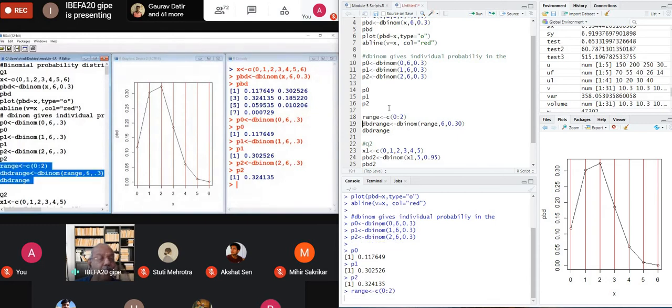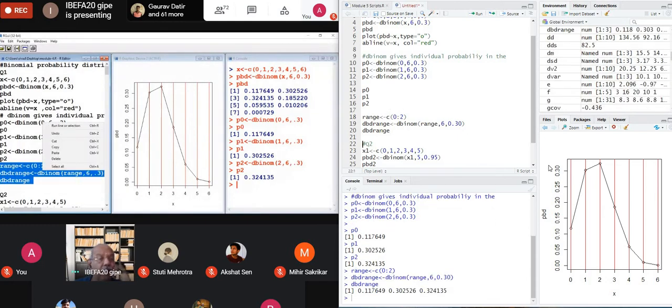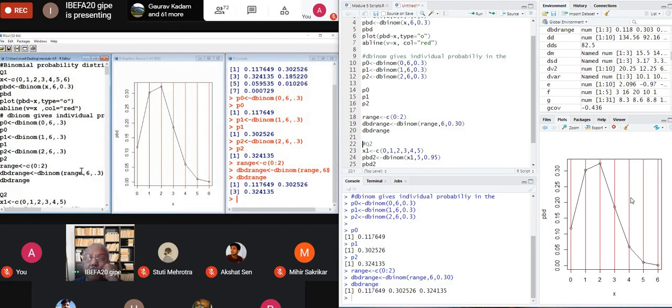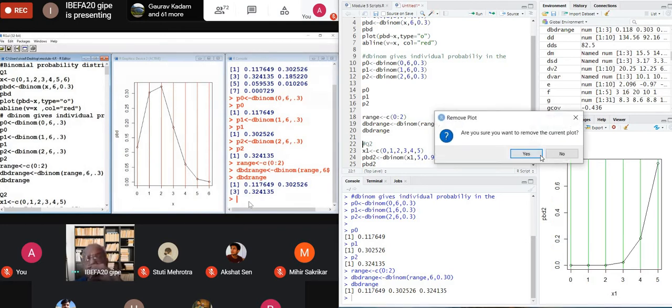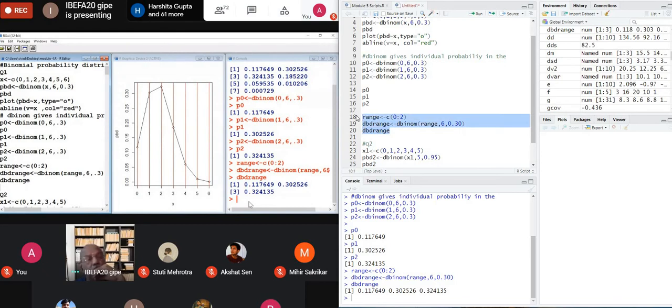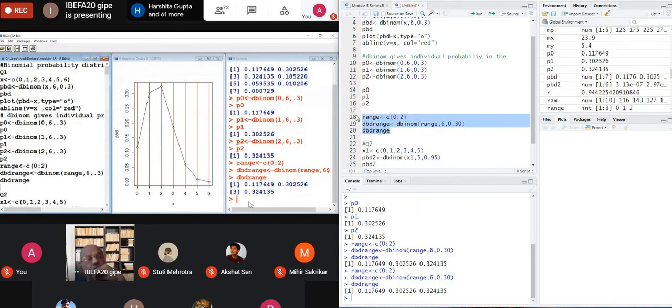See the output now. Aren't you getting the answer? Yes, sir. So either you find individually or define the range.